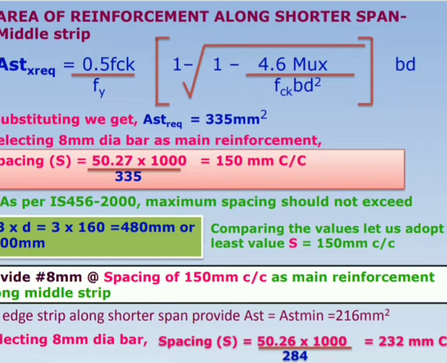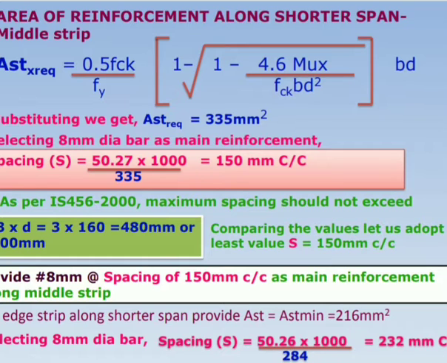So selecting 8 mm diameter bar, we get a spacing of 150 mm center to center. When we compare with the IS 456 regulations, this 150 is the least of the three options available to us. Hence let us provide 8 mm diameter bars at 150 mm center to center as main reinforcement along the middle strip for shorter span.